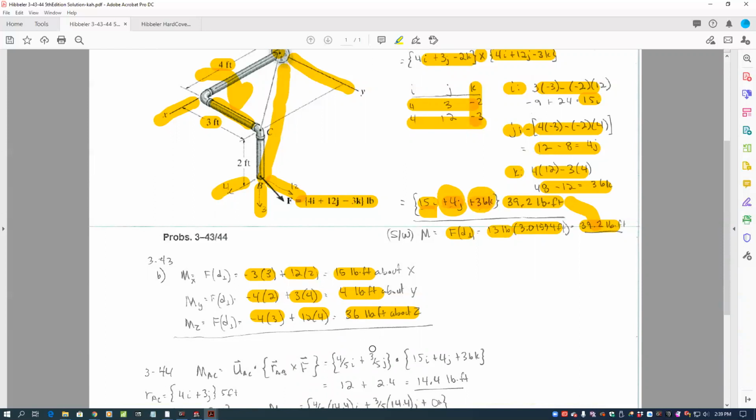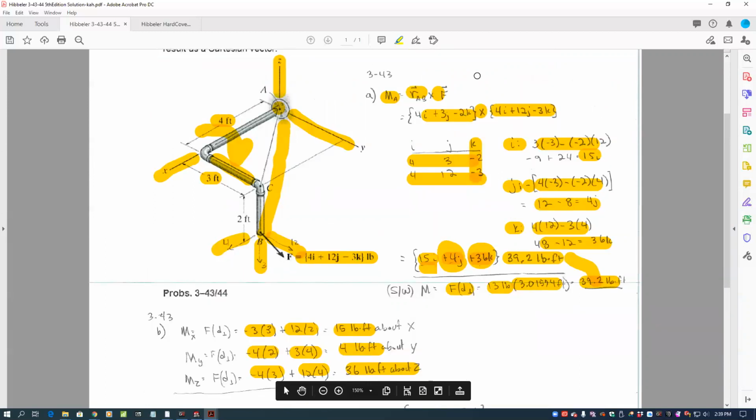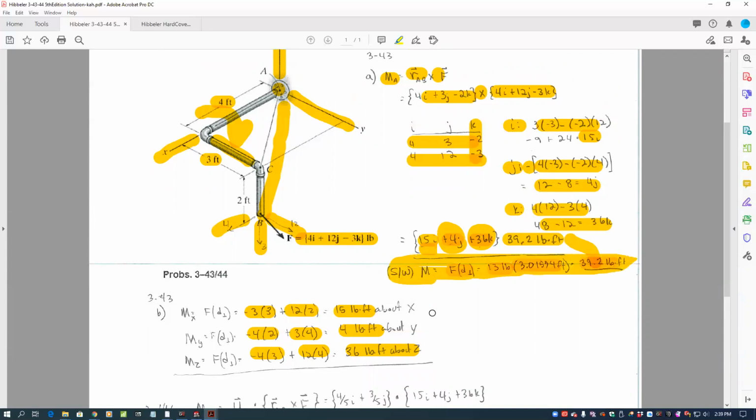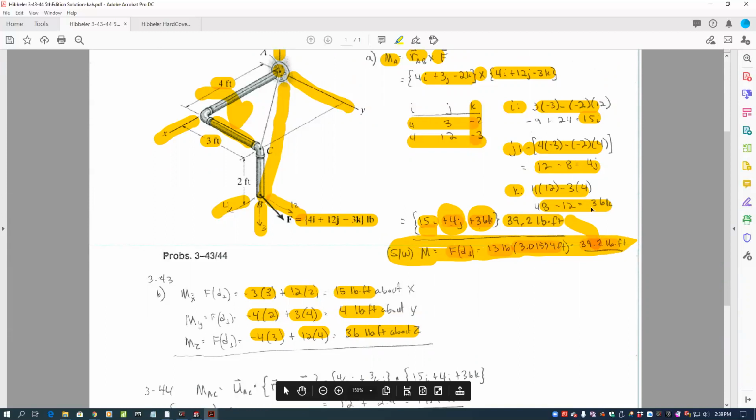So this is the scalar notation method. This is the Cartesian vector method. And then, of course, I checked it with the SolidWorks method of just the force times the perpendicular distance. And the square root of the sum of the squares of those, of course, would be 39.2.